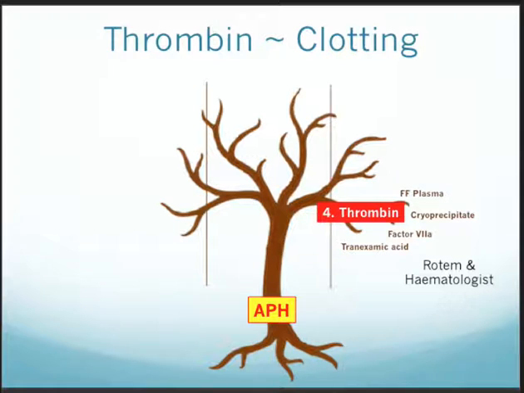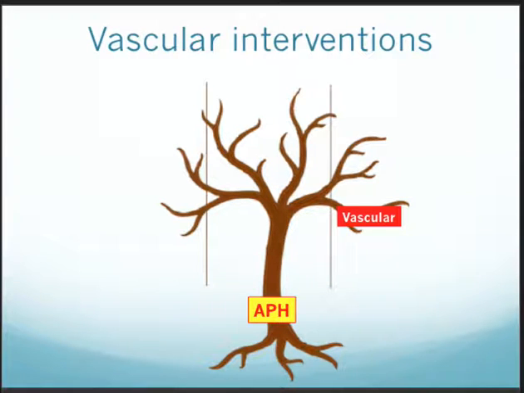So what we have to administer is sometimes fresh frozen plasma, cryoprecipitate, or recombinant factor 7A. Tranexamic acid, as we discussed before, reduces the lysis of a clot, is an anti-clot agent. Vascular measures, that's the last group of measures.